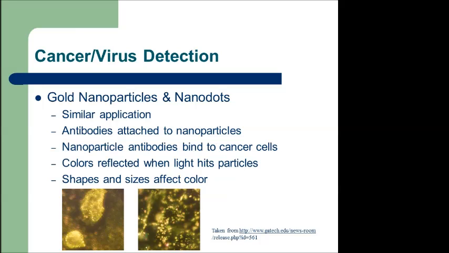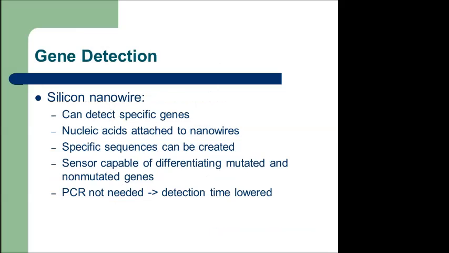Then gene detection. For gene detection, we use silicon nanowire. It can detect specific genes. Nucleic acids are attached to the nanowires, and specific sequences can be created. Sensors capable of differentiating mutated and non-mutated genes have been developed. PCR is not needed. The detection is time-efficient and no cloning is needed. So this is gene detection.